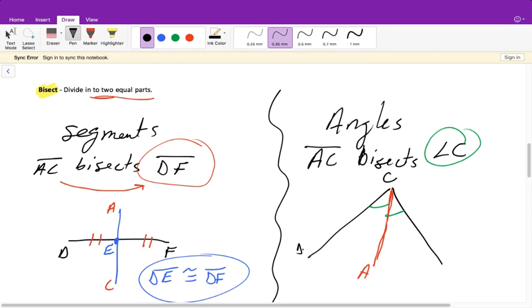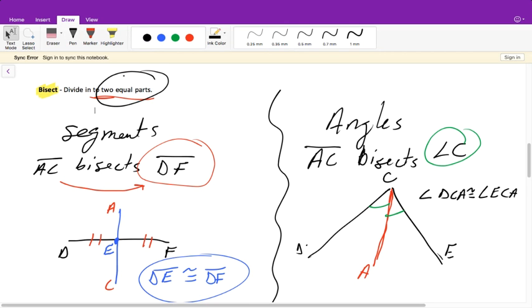So let me just label these D and E so we can name our angles. So what we can say then is angle DCA, this angle formed here, is congruent to the angle next to it, ECA. All right, but the main thing you have to know is that when we're bisecting, we're cutting it into two equal parts. Sometimes we'll be bisecting a segment, sometimes we'll be bisecting an angle.